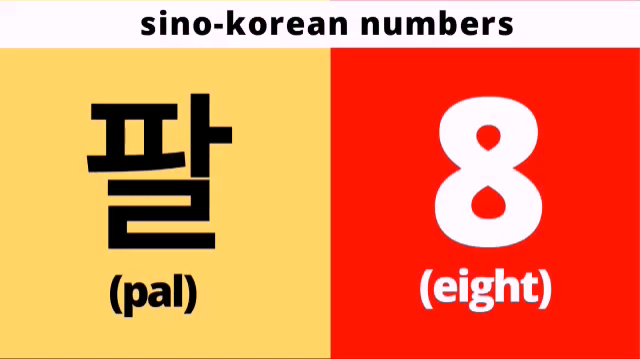Next, the Sino-Korean version of number 8 is pal. Again, it's pal. From number 1 up to this number, we have noticed that they're just composed of one syllable. Pronounce this again with me. Pal.